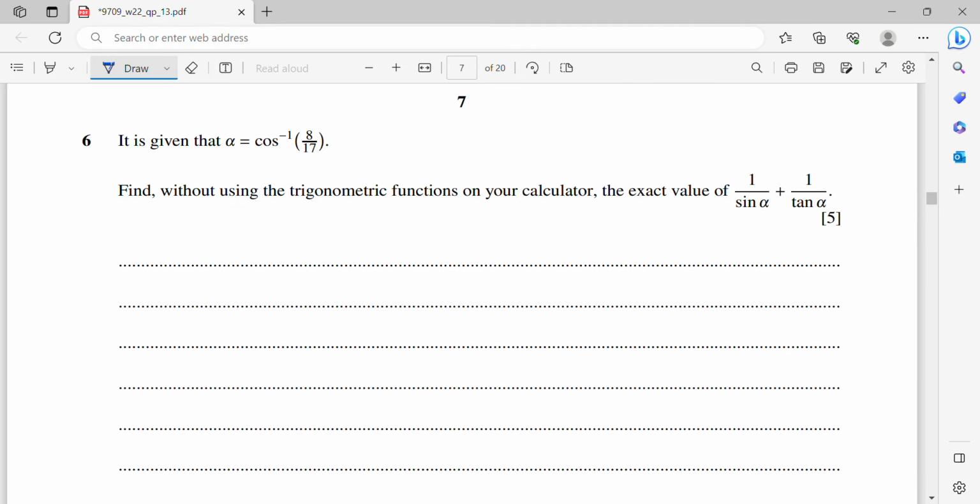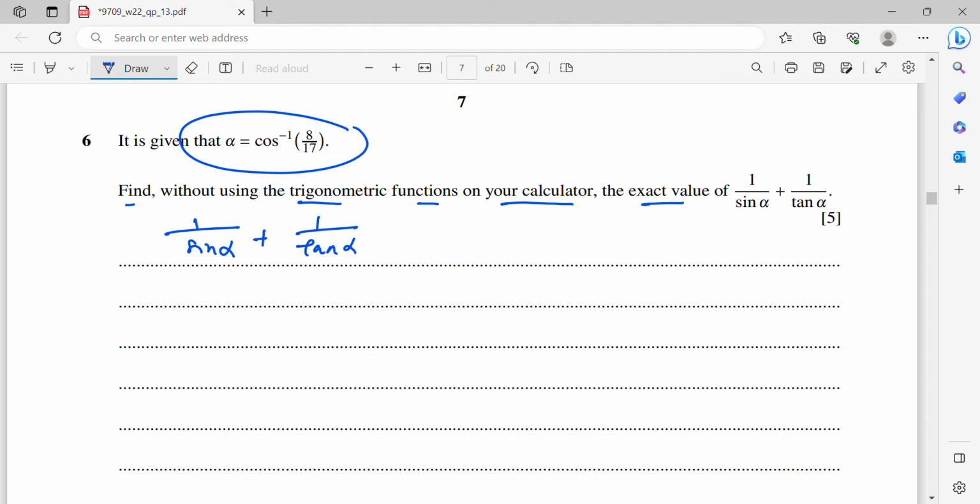Now question 6, it is given that alpha equals arc cos 8 over 17. Find, without using trigonometric functions on your calculator, the exact value of 1 over sine alpha plus 1 over tangent alpha. We can get it from alpha equals arc cos 8 over 17, which means cos alpha is 8 over 17.